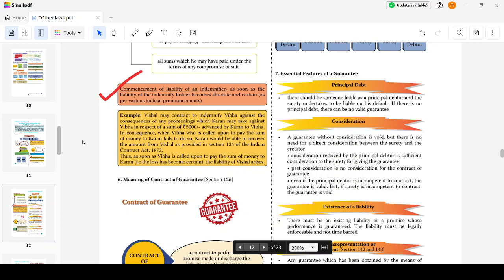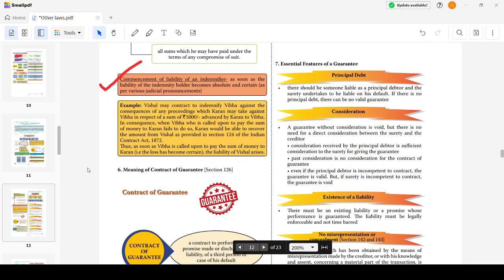Thus, as soon as Vibha is called upon to pay the sum of money to Karan, the liability of Vishal is assumed. I have incurred loss only when this liability begins, only when the particular event has occurred. That's what is discussed in this example.